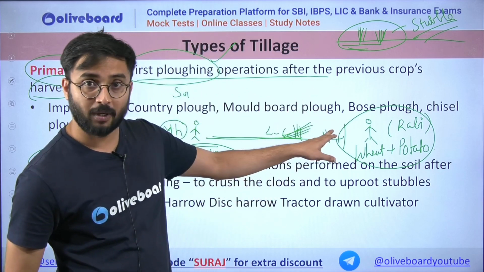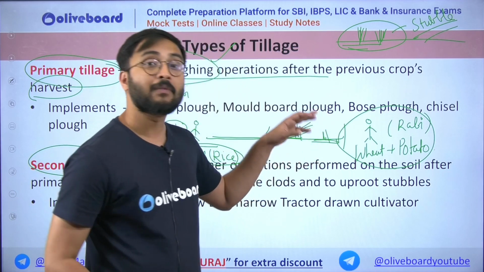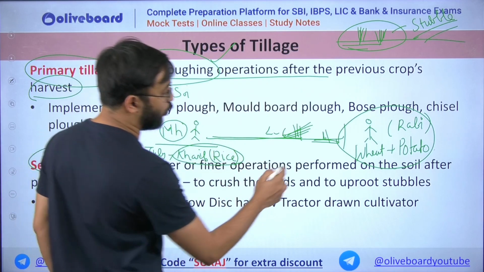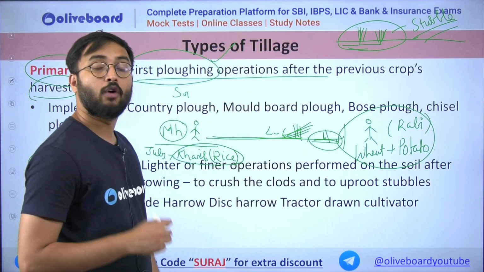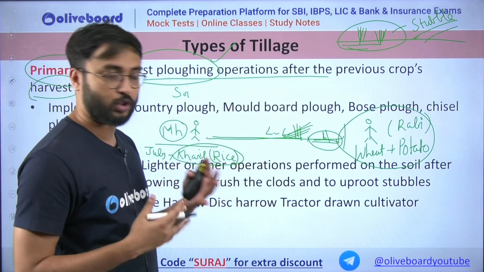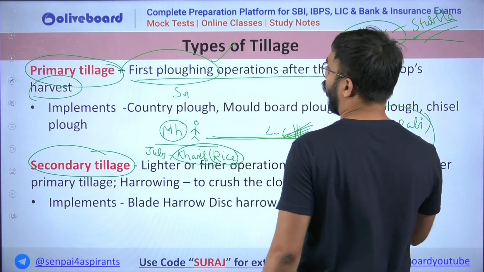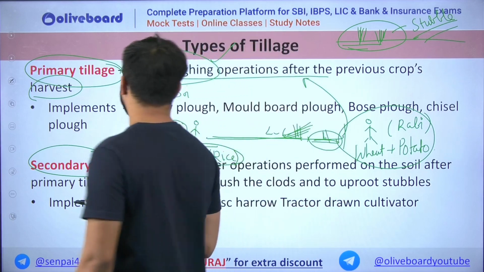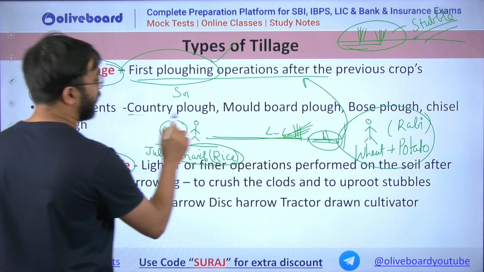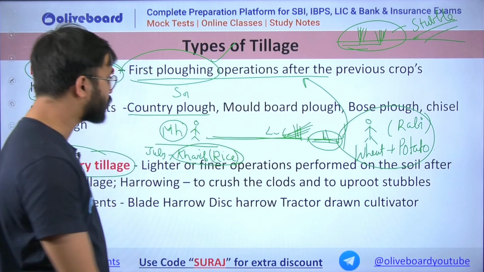this removing the stubble, then breaking down of the soil, make plowing, tillage. And the first tillage which would be carried out to make loosening this soil, for upturning the layers of the soil, for making it into finer granule structures, this would be called as your primary tillage. So first plowing operation after previous crops harvest is called as primary tillage. Implements are country plow, which I told you, Mother India's plow.